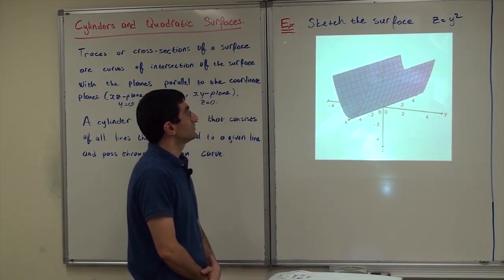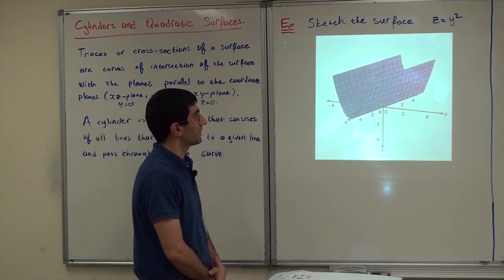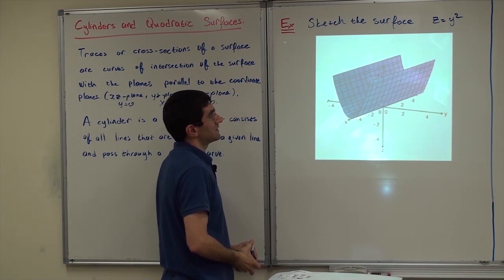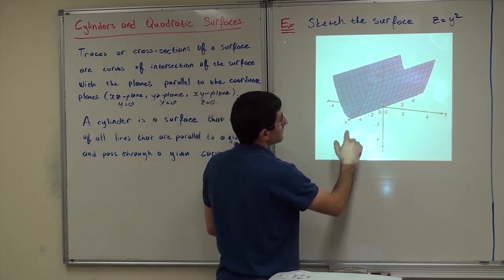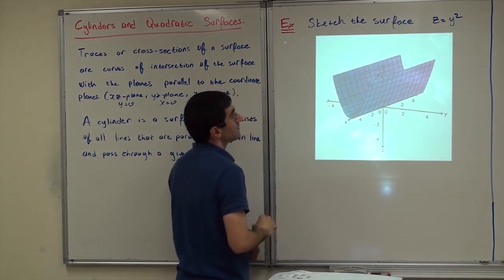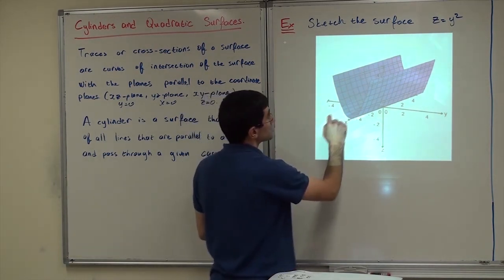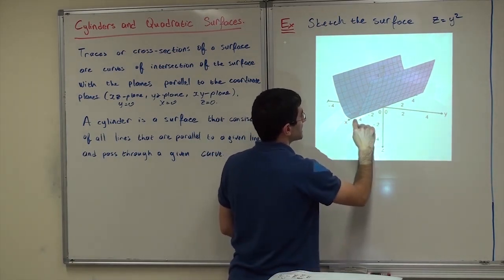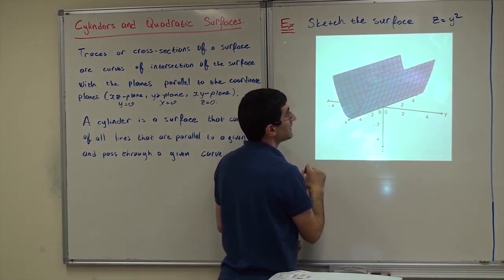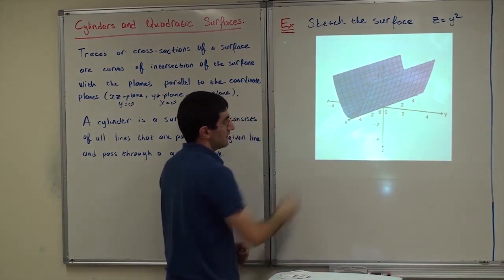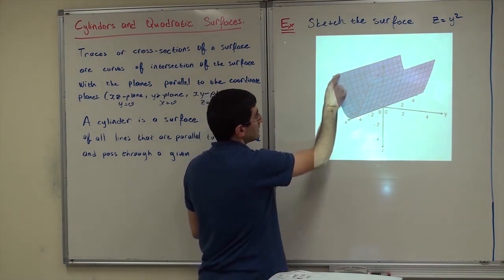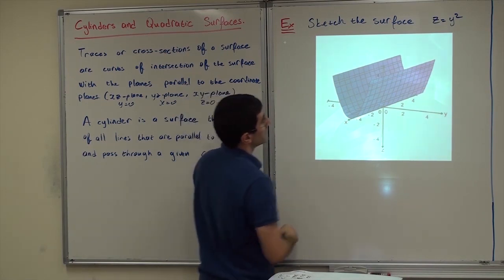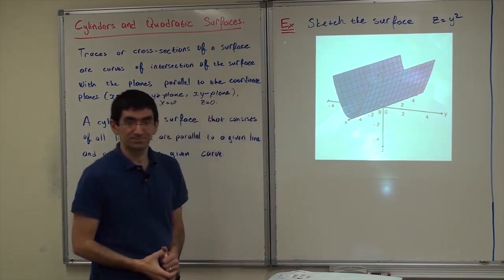In this example, we want to sketch the surface z equals y squared. If you check the equation, you will see that the variable x is missing. Now, in the yz plane, this equation represents a parabola that passes through the origin. And then we draw lines parallel to the x-axis, which pass through that parabola z equals y squared to obtain this final surface. And then the cross-sections parallel to the yz plane are the parabolas z equals y squared.